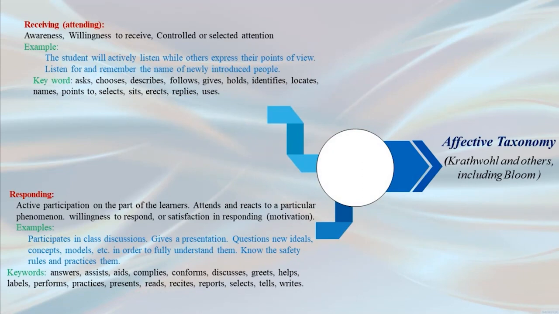The first level in the affective taxonomy is receiving or attending. In this level, it is expected from learners to have awareness and willingness to receive and show selected attention. For example, the student will actively listen while others express their point of view. Or students listen for and remember the name of newly introduced people. As you see, you notice attention in these examples. Some verbs that we can use in these objectives are locates, names, points to, or selects.